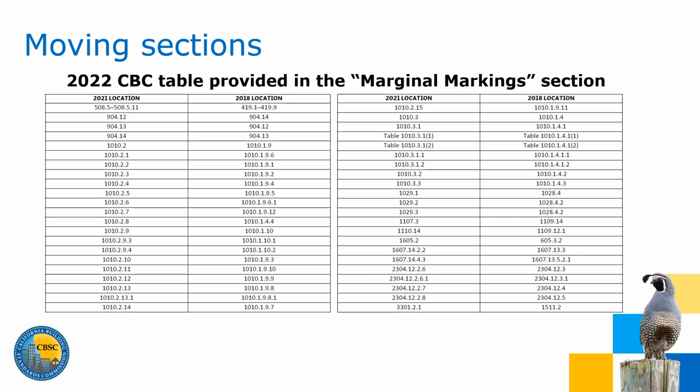As the codes evolve, sometimes the model code developers move sections and tables around. To help code users identify when sections have been moved, marks are placed in the margins. Depending on the publisher, they can be asterisks or double arrows. There is also a table provided in the margin markings section at the beginning of each codebook that shows which sections have been relocated and possibly renumbered from one edition to the next.